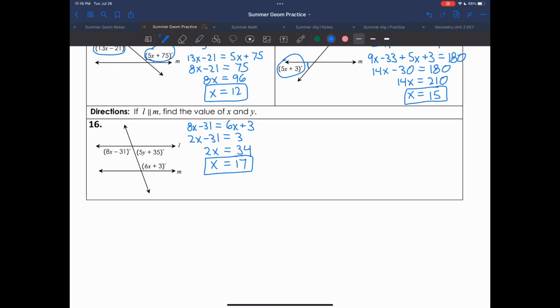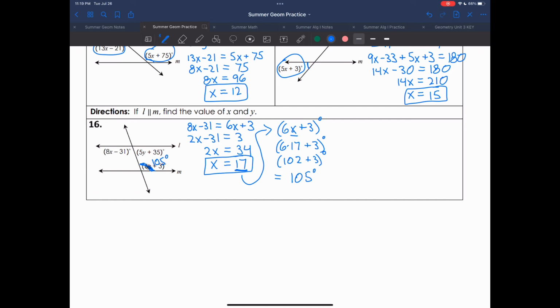Okay, so I'm just going to draw a little arrow over here. I'm going to take that 6x plus 3 degrees, and sub in 17 for x right here. So I'm going to do 6 times 17 and then plus 3. 6 times 17 gives me 102. I'll write that down: 102 plus 3 degrees, and that's going to give me 105 degrees. So we just found the measure of this angle right here. I'm just going to write here, that is 105 degrees.